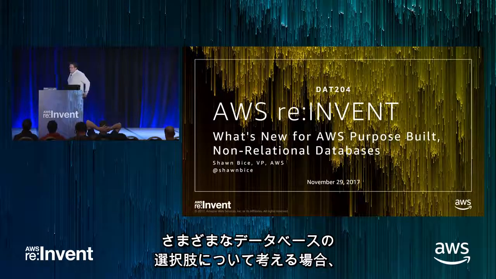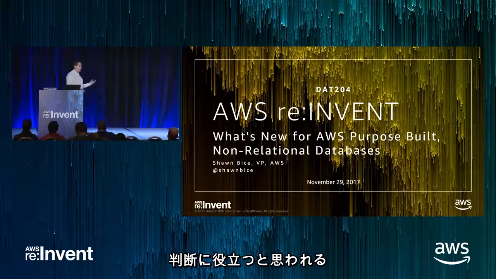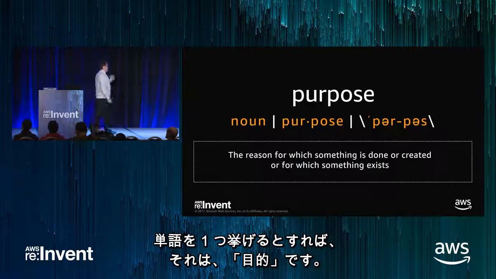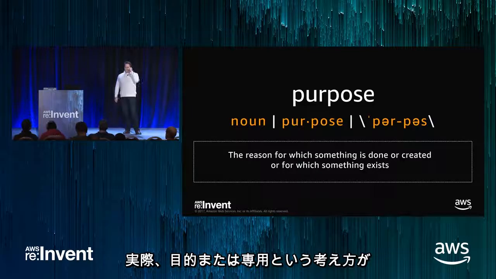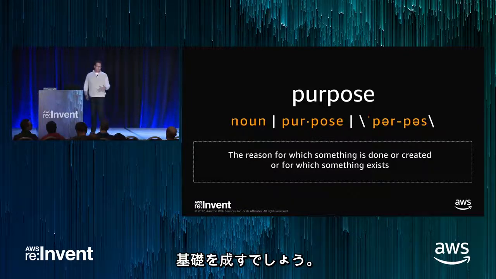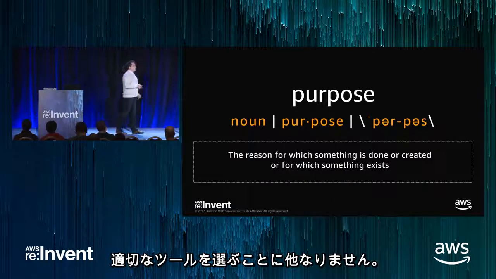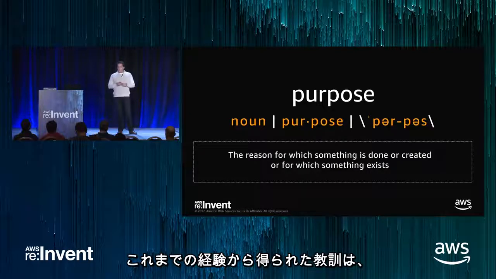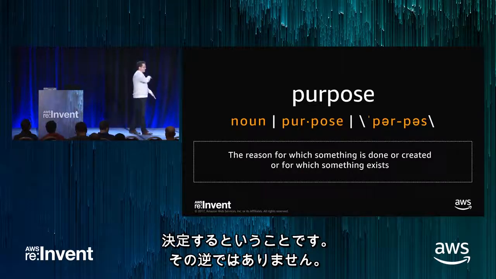If I were to come up with one word to help people start to reason about these different database choices, it's this noun, purpose. This notion of purpose-built is foundational to many databases that are being built today and tomorrow, but it's really about, from a developer's perspective, picking the right tool for the right job. And what we've learned from history is applications really drive the requirements of what a database should do, as opposed to the other way around.